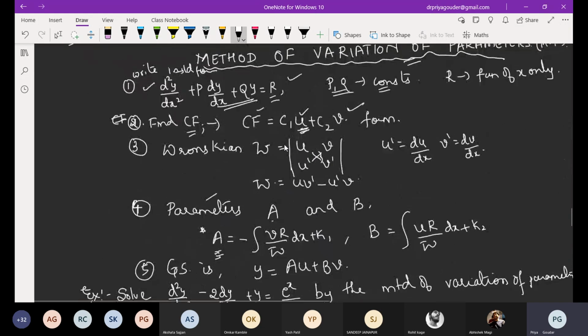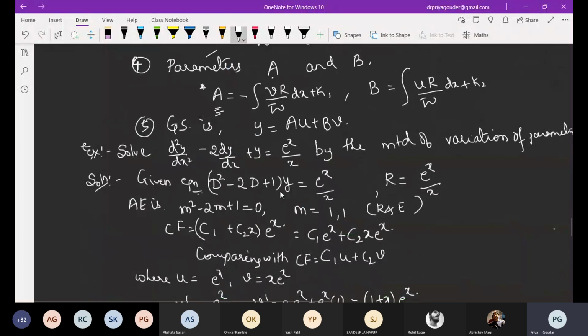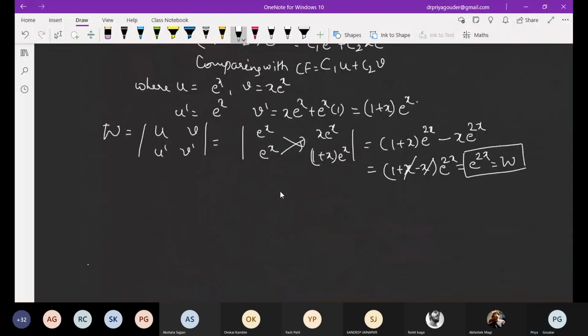After w, just see the steps. We completed till third step. What is the fourth step? We have to find the parameters. Tell me the formula for A. Minus integration of VR divided by W into dx plus k1. Very good. Substitute.